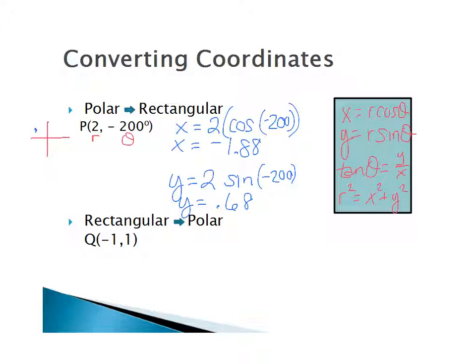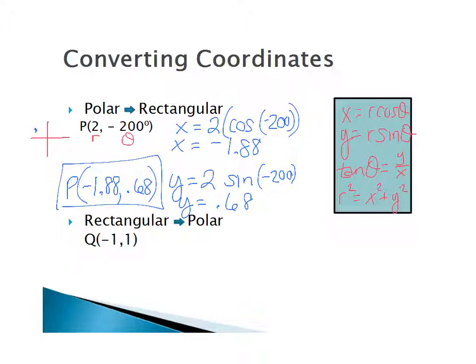Now my final answer should be answered in the same way that they have it answered. P is going to be an ordered pair, but it's going to be a rectangular ordered pair. Negative 1.88, 0.68, and then check that. Does that make sense for where we plotted that? I'm negative 1.88, up 0.68. Should make sense. Just converted from polar to rectangular.